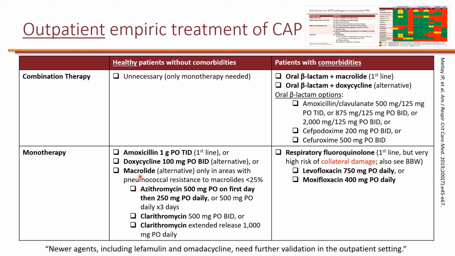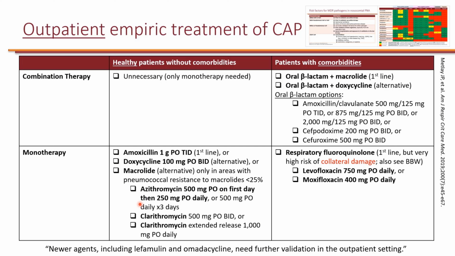Now with macrolide, it's considered alternative because we are seeing an increased rate of pneumococcal resistance. Now if you know that in your local area the rate of resistance is less than 25%, you can actually use azithromycin monotherapy. Now, in our area at Loma Linda University Medical Center, the rate of macrolide resistance in Streptococcus pneumoniae is actually more than 30%.